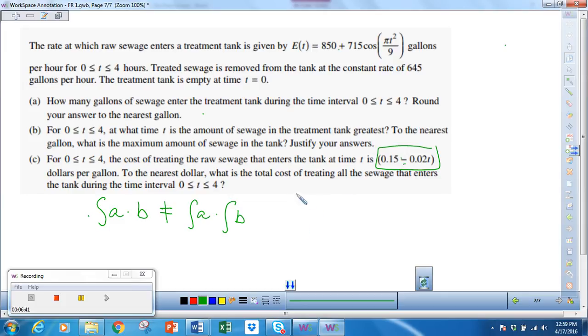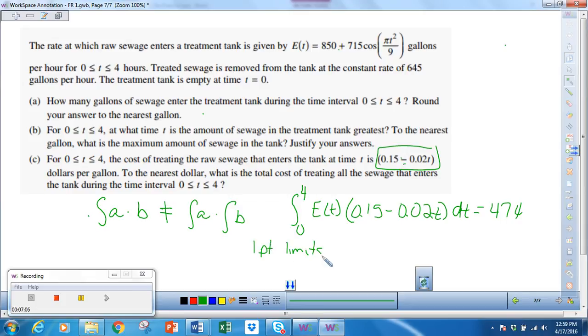So your answer is actually the integral from 0 to 4 of E of t times (0.15 minus 0.02t). And the answer to that is 474. So you got 1 point for your limits, which most of you got. Very few people got the integral. And then, of course, 1 point for the answer.